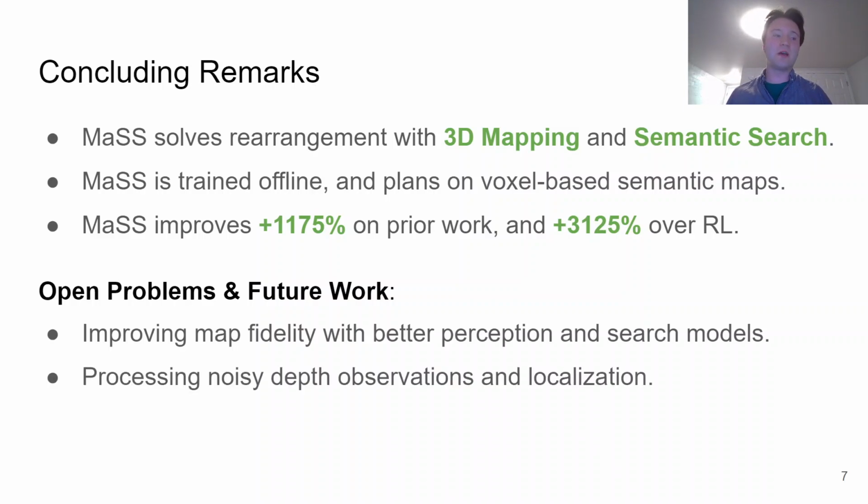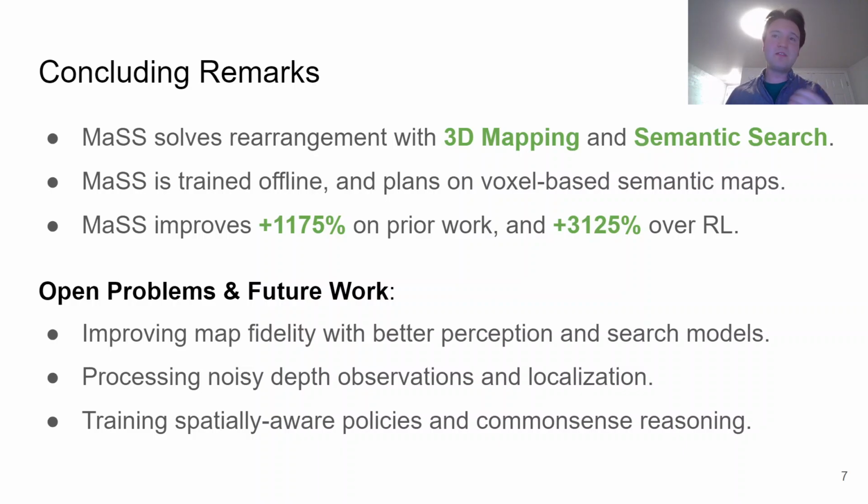Similarly, our mapping approach relies on accurate pixel depth to back-project semantic predictions to the map. Generalizing our method to settings with noisy depth observations and imperfect localization is then important before MaSS can be applied in the real world. And finally, combining the advantages of our approach with the advantages of reinforcement learning could help give policies spatial awareness and the ability to reason about 3D objects.